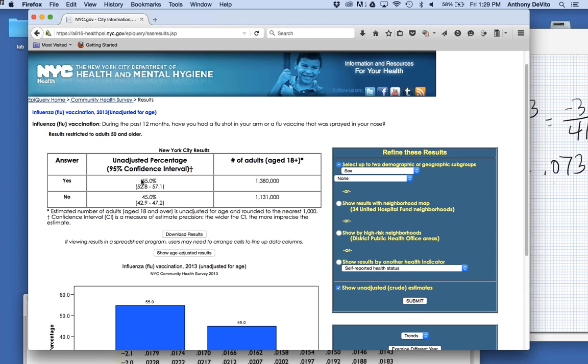55% of the population that was surveyed said that they obtained a vaccination. 45% said they didn't obtain the vaccination. Okay, the estimated confidence is adjusted for age. I thought I clicked not adjusted, unadjusted for age.